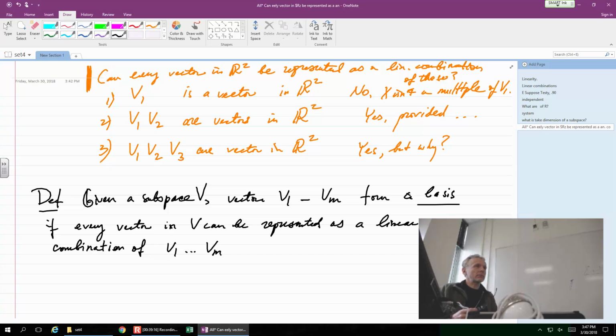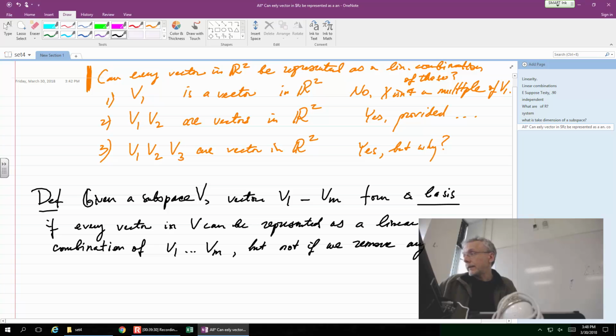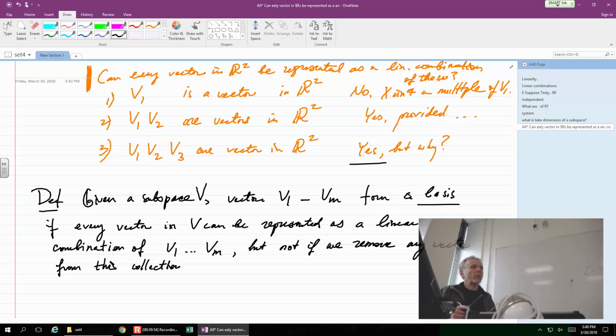But we don't want to have too many. We don't want any redundancy. So if we remove any vector from this collection, the property fails. In other words, if you have 3 vectors and the answer is yes, whenever you can represent all vectors in R2 as a linear combination of these three, it means that we can drop one out and it will still be good. Okay, so then it is not a basis.